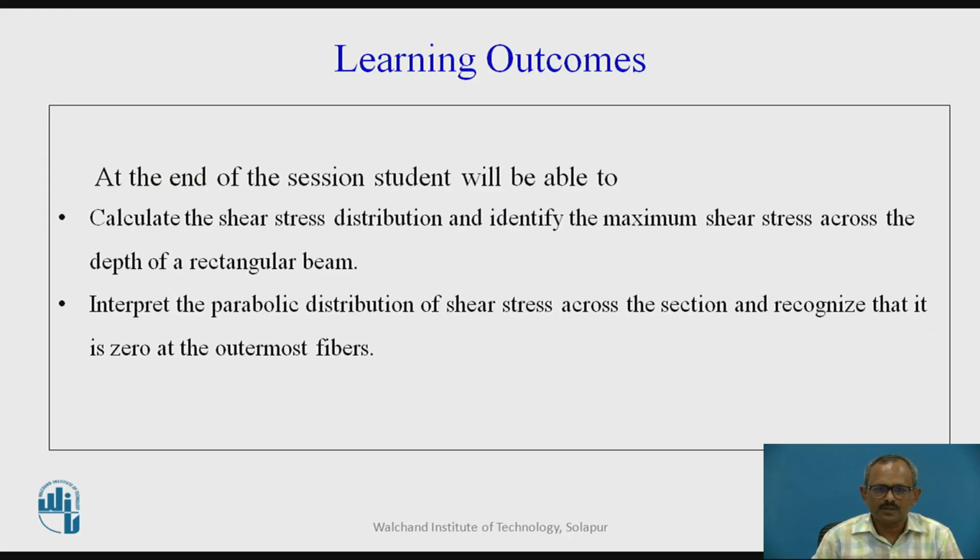Learning outcomes: at the end of the session, student will be able to calculate the shear stress distribution and identify the maximum shear stress across the depth of a rectangular beam. Secondly, interpret the parabolic distribution of the shear stress across the section and recognize that it is 0 at the outermost fibers.